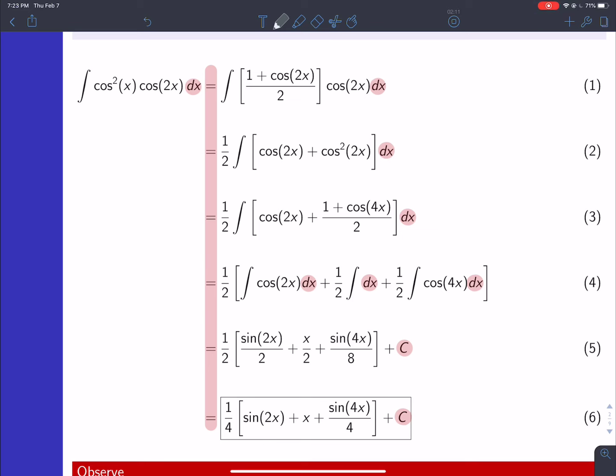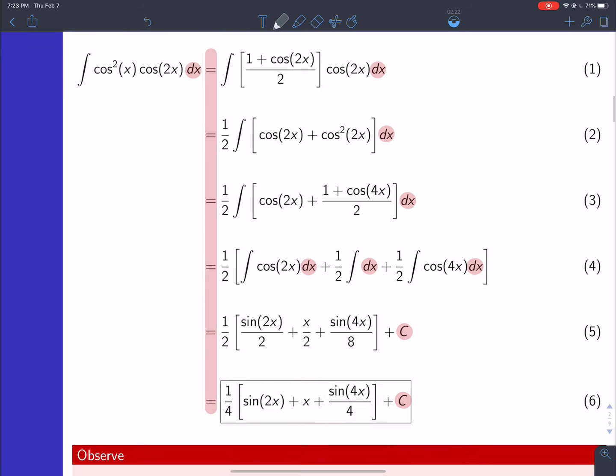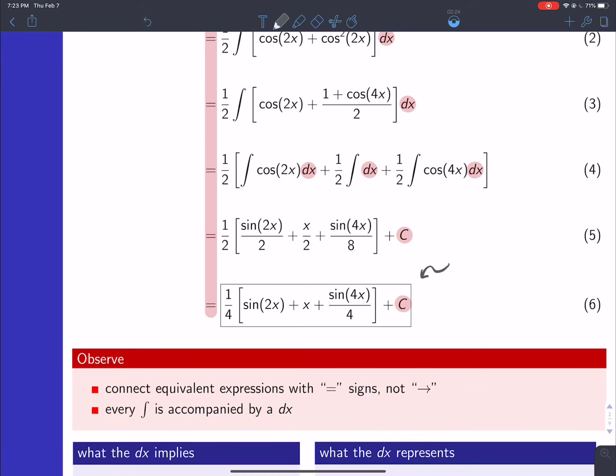All right. And of course, in my final line, in line 6, I boxed my final answer. And since problem set 1, y'all have been doing a tremendously good job at not forgetting that constant of integration. Because again, that constant of integration is telling us, or when we're computing the indefinite integral, we're really looking for the most general antiderivative of f.